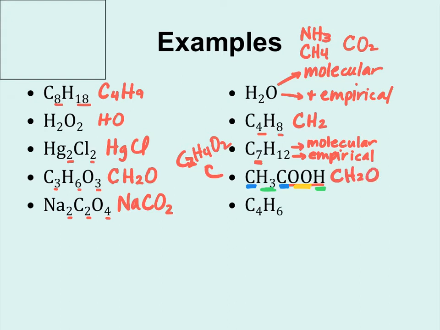And then the last one, C4H6, greatest common factor would be 2. So C2H3 would be the empirical formula. Very simple concept, just remember the definition. Don't overcomplicate it for yourself. Empirical means lowest whole number ratio.